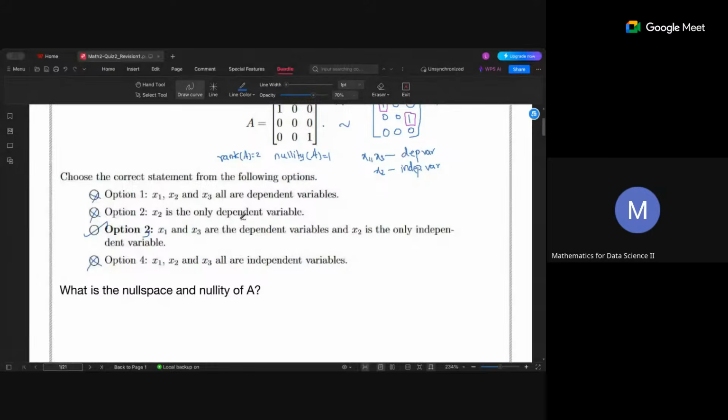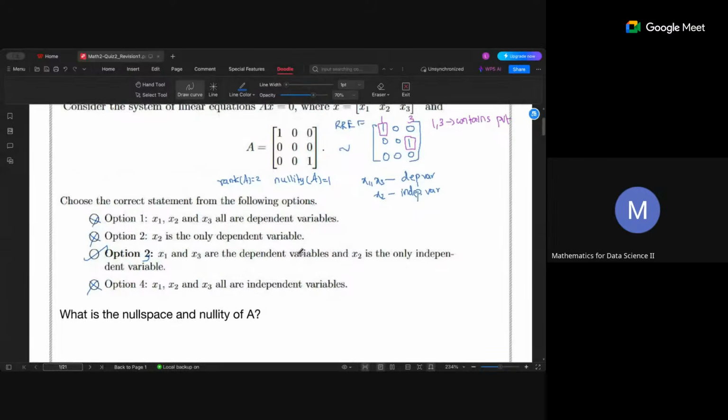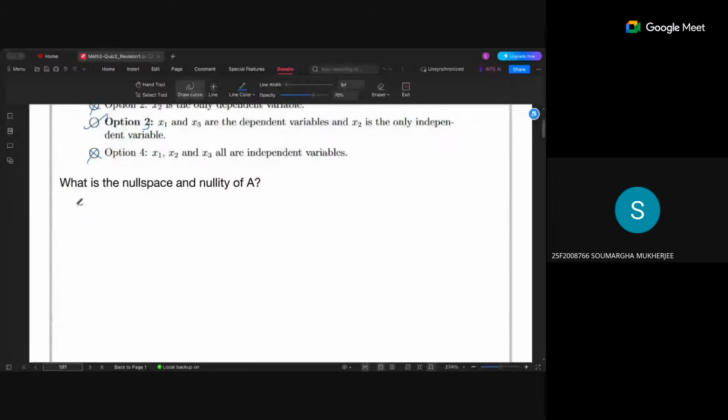What is the null space and nullity of A? What's the null space of this matrix? How do you calculate the null space of this matrix? Put the matrix as equal to 0. So this is your matrix. It's very easy to identify in this case. Can you quickly say what elements are in the null space? x1 equal to 0 and x3 equal to 0, exactly. So if you have Ax equal to 0, then that will give you 1 0 0 0 0.